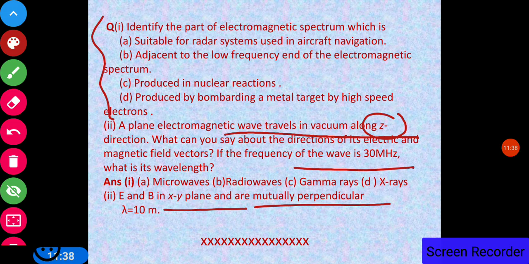Now the frequency is given and you have to find the wavelength. What is the relation between frequency and wavelength? The energy is h nu, which is equal to h C upon lambda. By using this relation you can find the value of the wavelength. So the wavelength is equal to C upon nu.